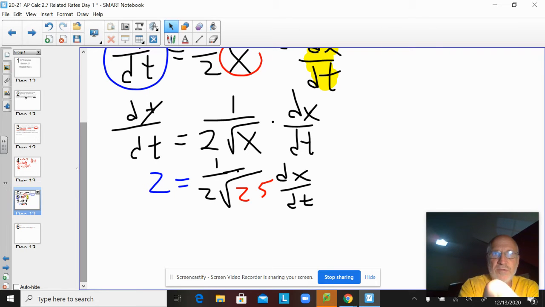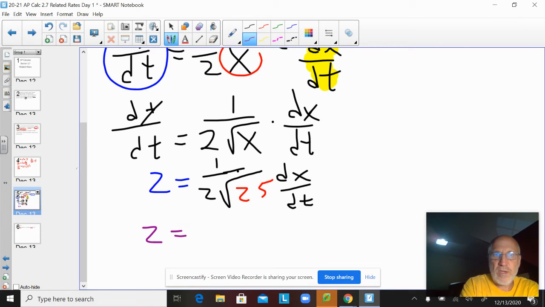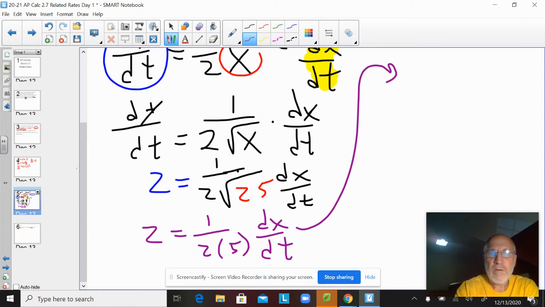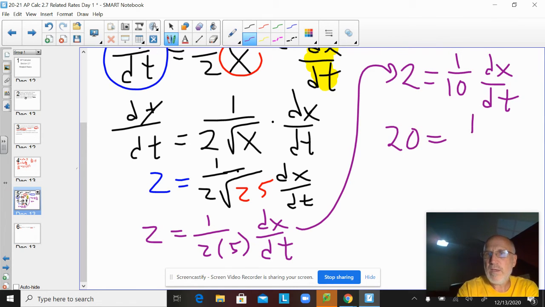So that becomes, I'll just go to all purple here for no particular reason, 2 equals 1/2 times 5 dx/dt. And I'll finish up here. I have 2 equals 1/10 dx/dt. Multiply both sides by 10, you get 20 equals dx/dt.